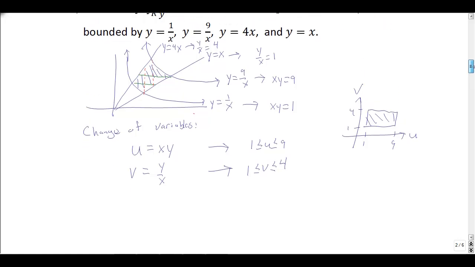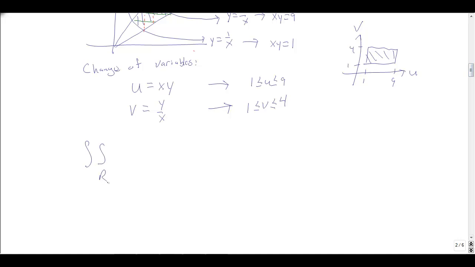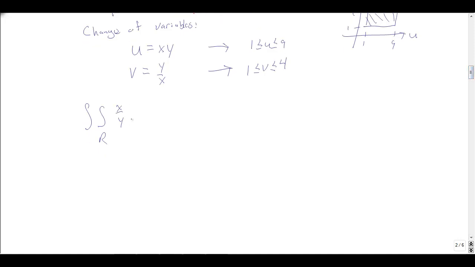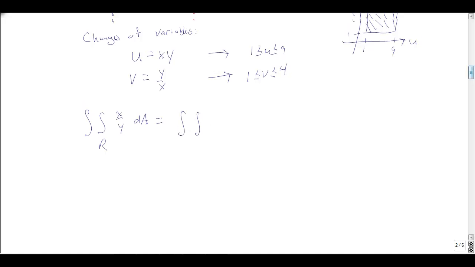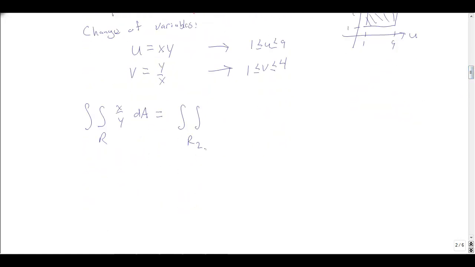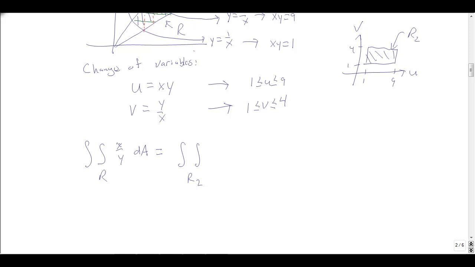So what I'm going to get is my integral over R. It was x over y that we're integrating. x over y dA. We can rewrite this as a new integral. I'm going to say this region is R. Let's call this one, for lack of a better term, R2. That region. We can integrate over R2, and we're going to do x over y. So we've got to figure out what x over y is. Well, v is y over x, so x over y is 1 over v. And we can set this up as either a du dv or dv du. Let's just do du dv here.